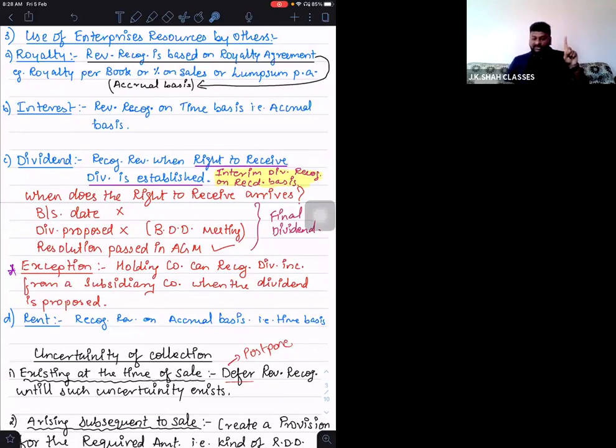So what is the exception point? Sir, holding company will recognize, I will write over here, final dividend income, because for interim dividend, the concept remains the same. So holding company can recognize final dividend income from a subsidiary company when the dividend is proposed. The dividend is proposed in BOD meeting, that is board of directors meeting. Correct? Last point, rent. Same, recognize on accrual basis, that is time basis.